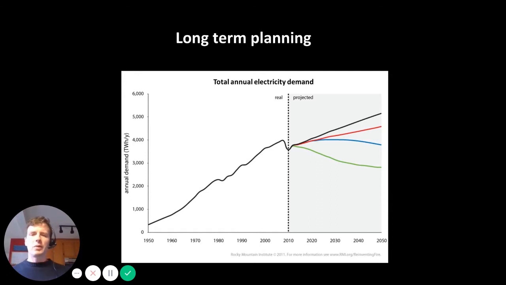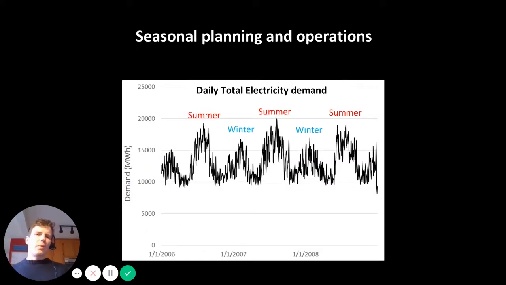And in that context, we saw this figure. Even though this figure itself wasn't particularly useful to us because things are aggregated onto an annual level, long-term system planning is thinking about changes in electricity demand over the future on this type of time scale, on the order of years to decades. Then there's seasonal planning and operations.